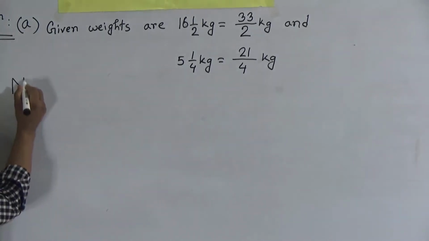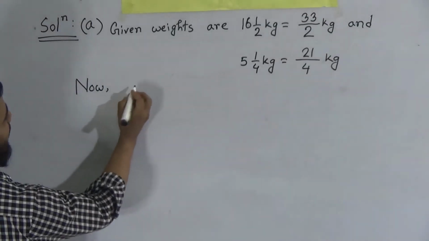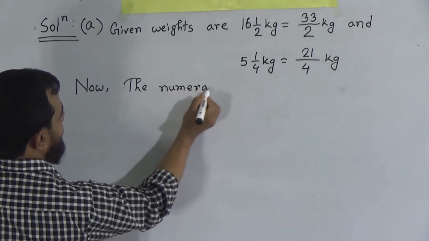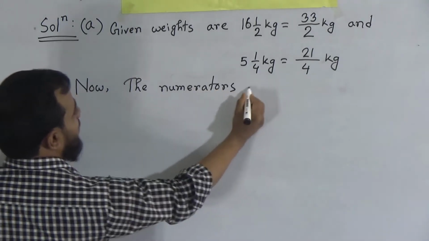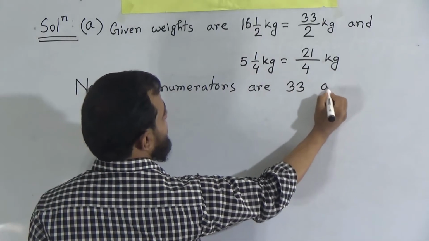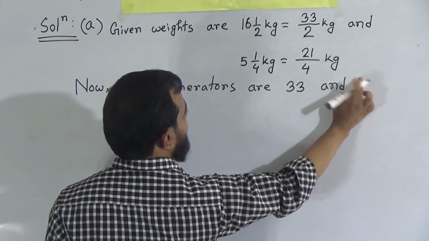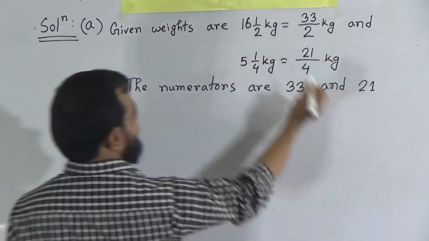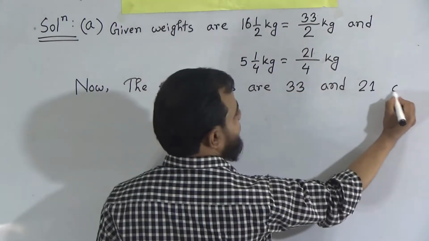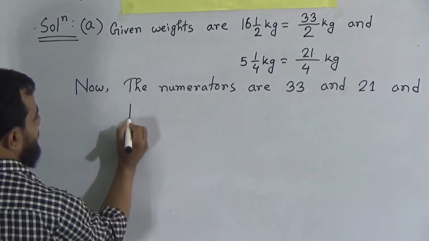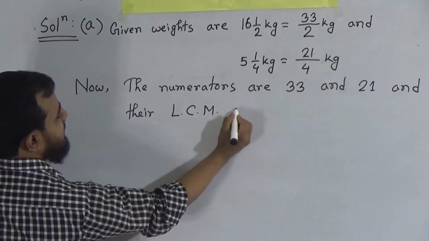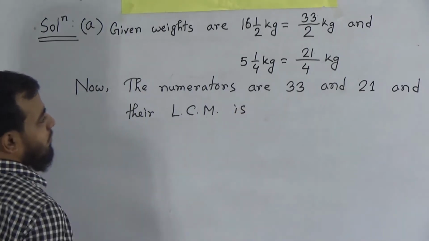Now the numerators are 33 and 21, from the given fractions. The numerators are 33 and 21, okay, and their LCM, how much is their LCM? We have to find out the LCM of the two numbers.